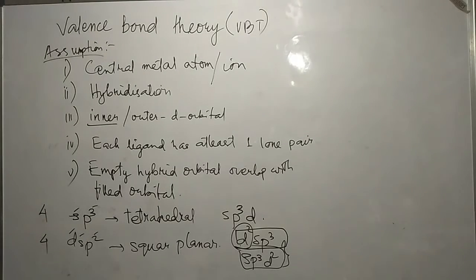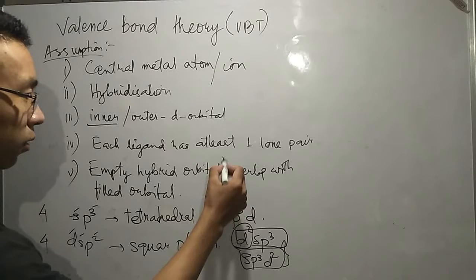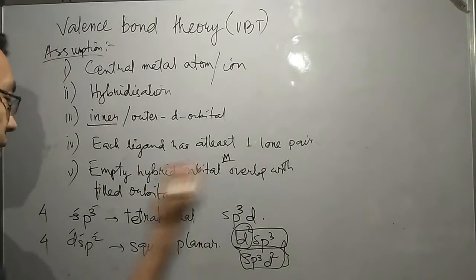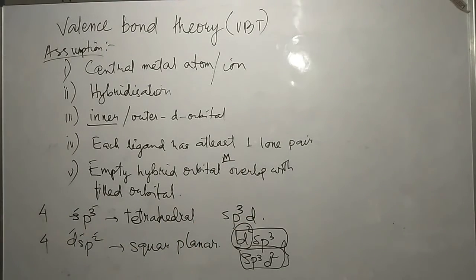Next one, each ligand has at least one lone pair. All the ligands that are forming coordination bonds with the central metal atom or ion will have at least one lone pair to form the coordination bond. The fifth one is that the empty hybrid orbital overlaps with the filled orbital of the ligand. That means the empty hybrid orbital of the central metal atom will overlap with the filled orbital of the ligand.